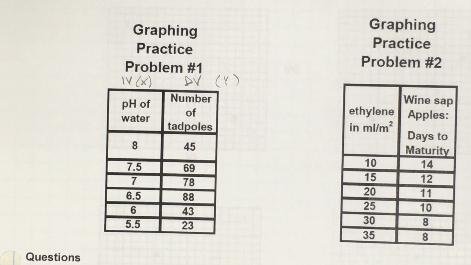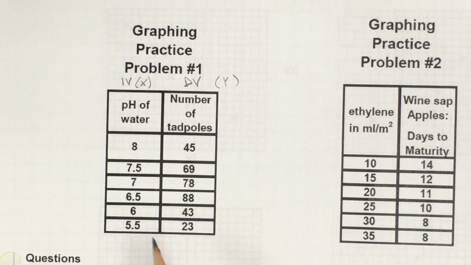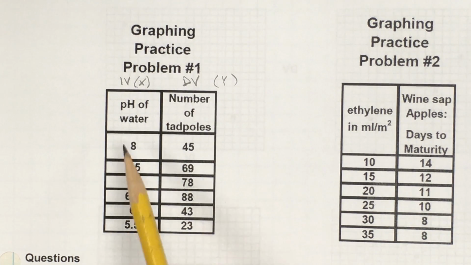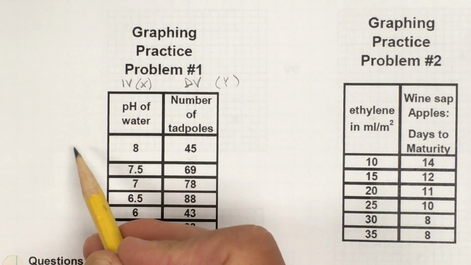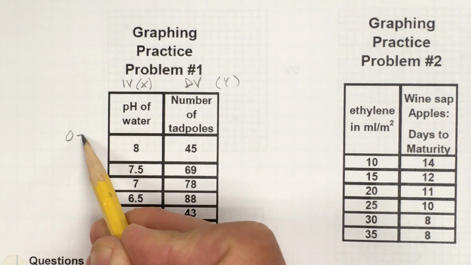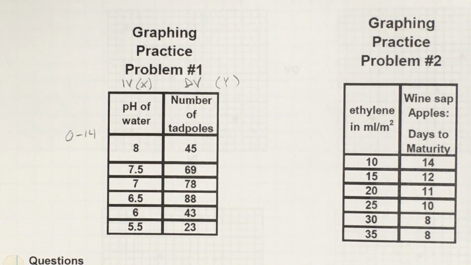Now I want to think about how I'm going to scale this axis, either axis. So if I look at pH, it goes from about 5.5 to 8. That's not a big variation, but I know that pH, just because I happen to know a little bit about it, pHs are generally in the 0 to 14 range. So I'm thinking if I can, I'm going to make this axis go from about 0 to about 14.